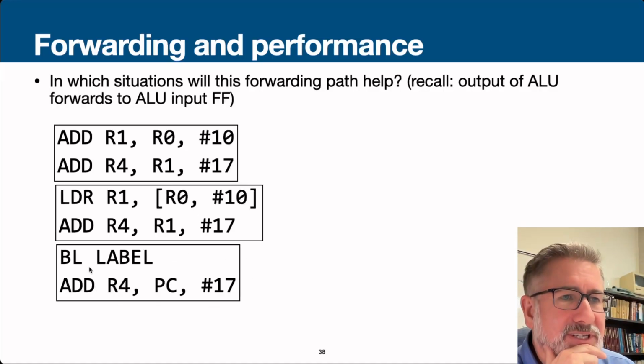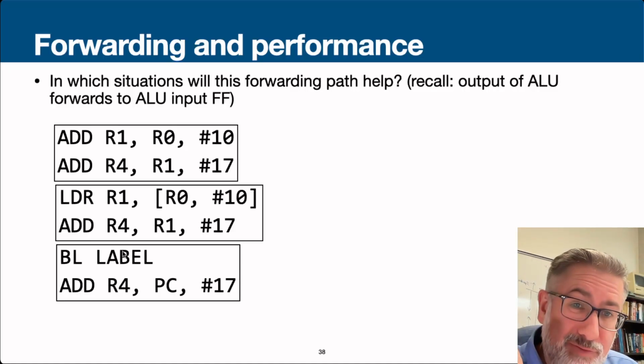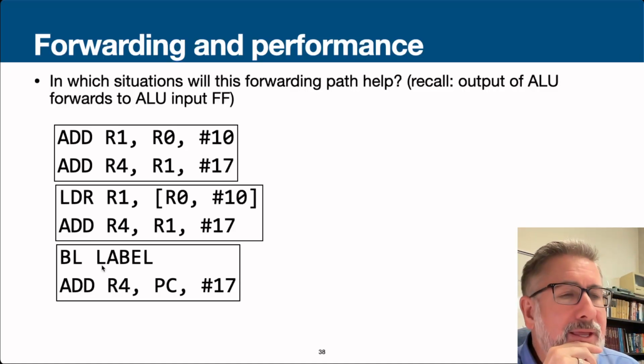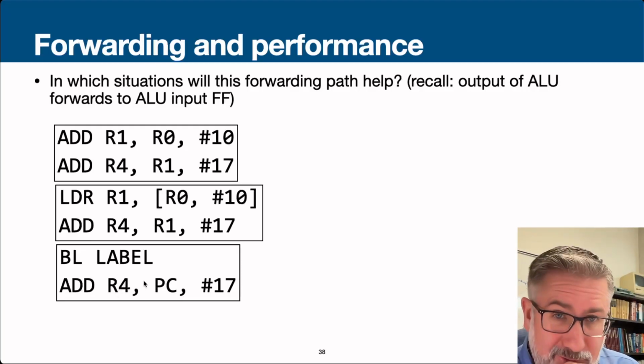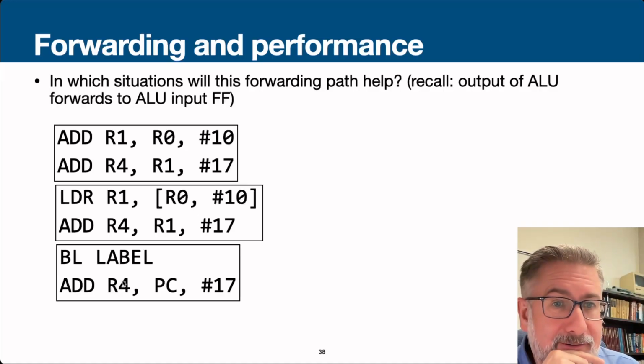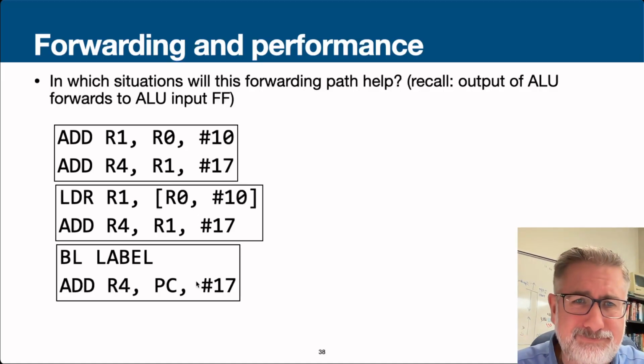Now, what about this one? This one's interesting. BL label. This is branch to a label. This is going to make a choice and decide to go to a different address, right? And then we're going to modify the program counter. We're going to add 17 to the program counter for some reason. So this one changes the program counter. This one also changes the program counter, right? Sorry, it doesn't change the program counter. It just loads the program counter as an input. That should be fine, right?